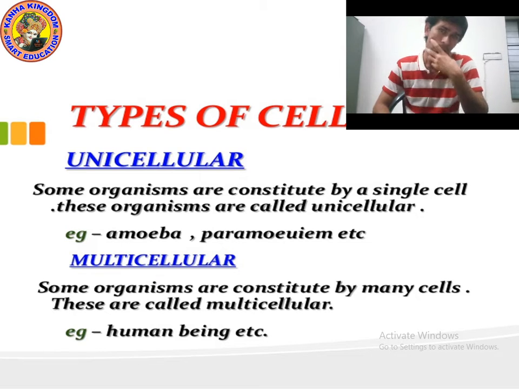We are multicellular organisms because our body is made up of many cells. But the body of amoeba and paramecium is made up of a single cell. So they are unicellular. I hope you understood the difference between unicellular and multicellular.